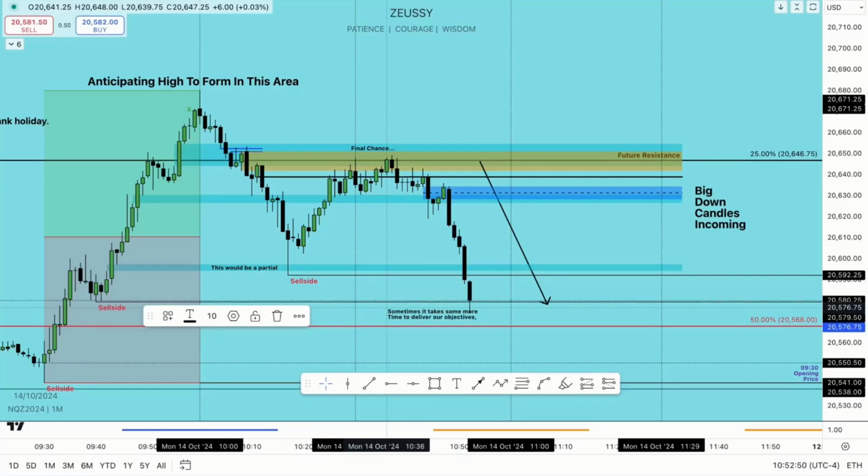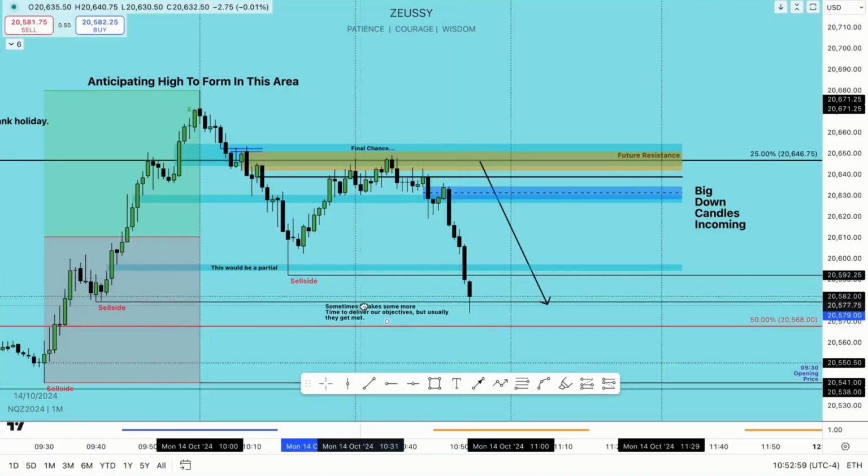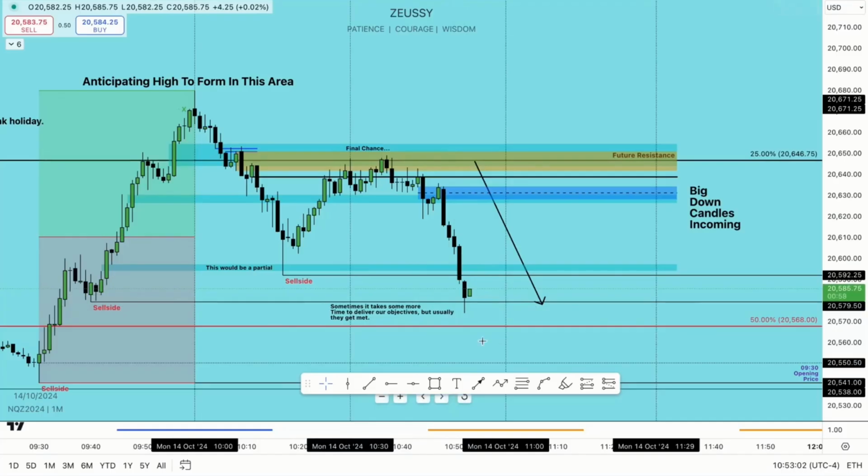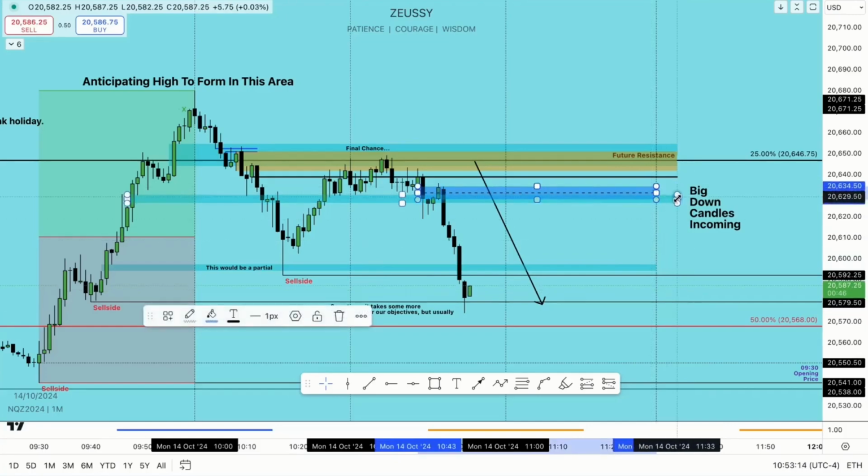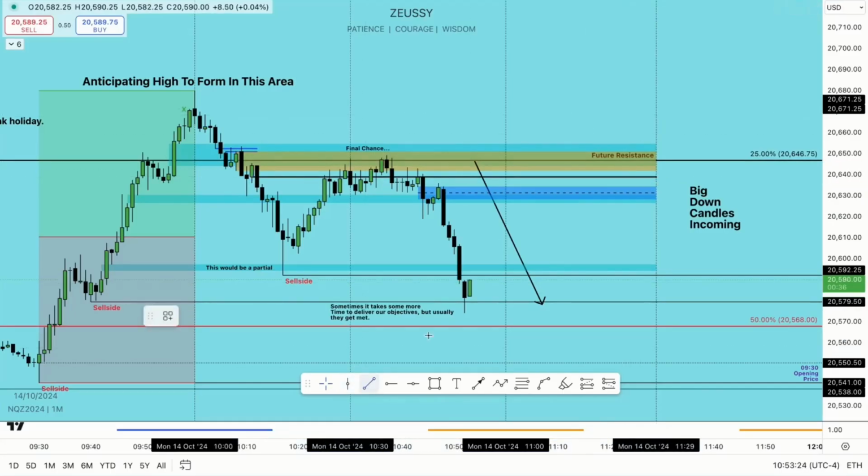Sometimes it takes some more time for our objectives to be delivered, but usually they get met. And the reason why it's so crucial that we begin to see ES also roll over is because then intermarket relationship is supporting this move towards the downside. Right now, it is only supporting it fractally, so for the small time cycle, but not for the bigger time cycle yet. And that is something you will have to learn over time by paying more attention to intermarket relationship.